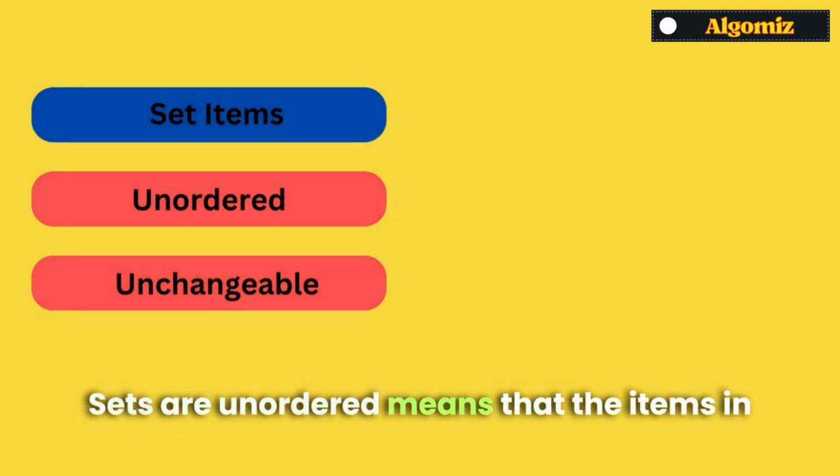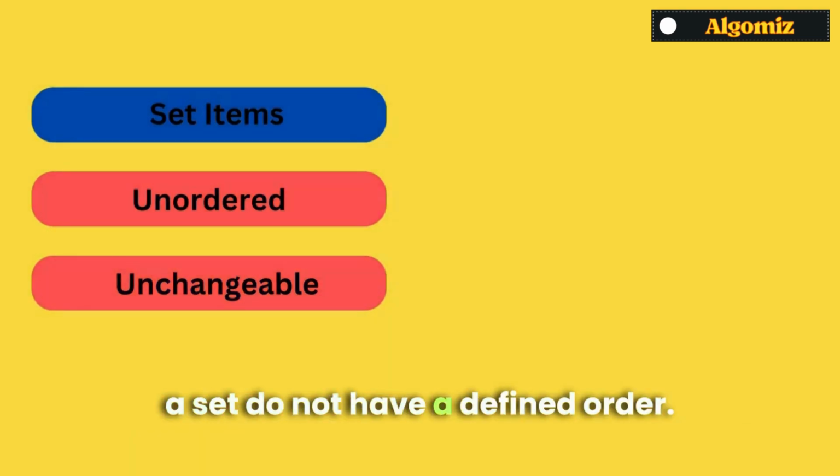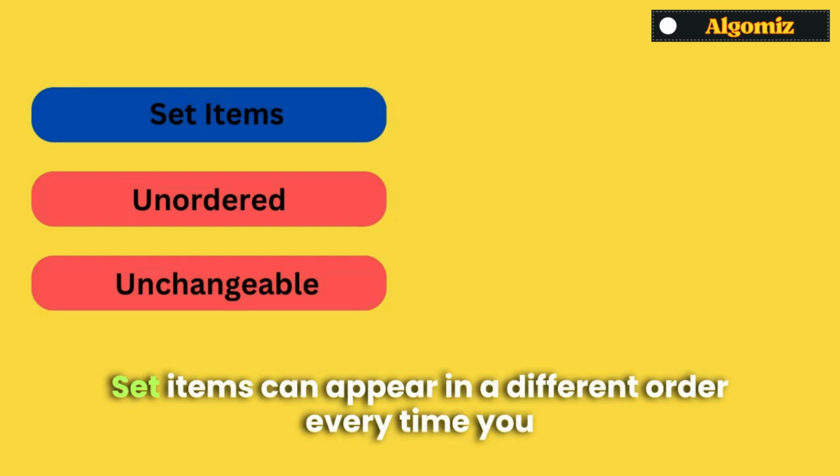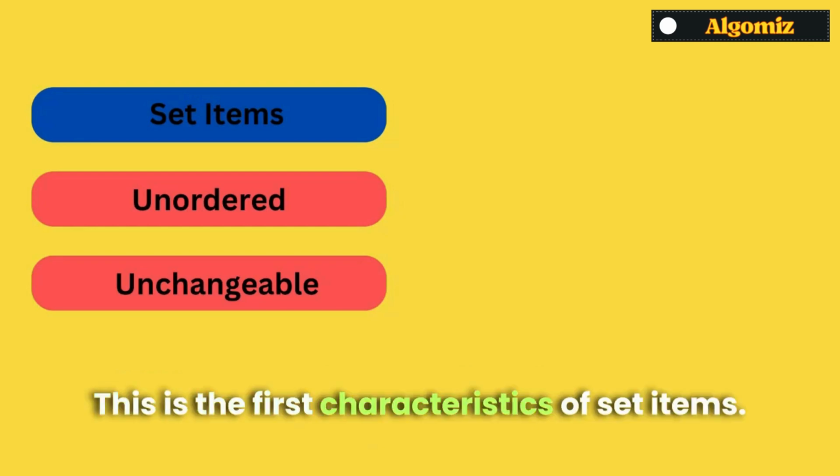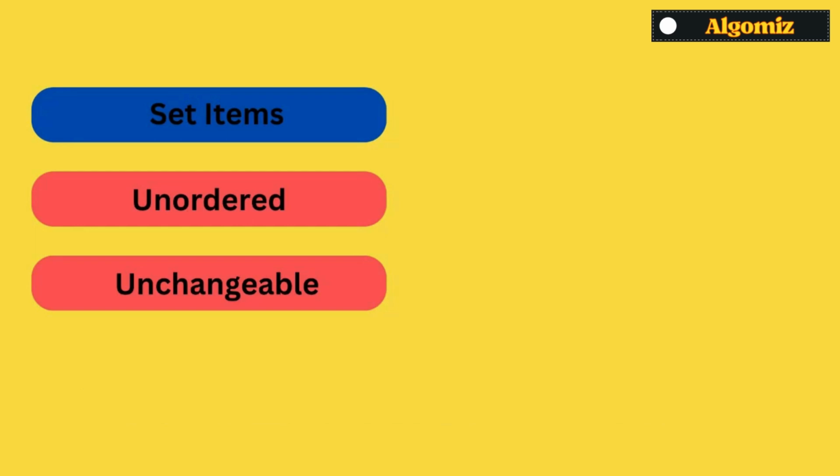Sets are unordered, which means that the items in a set do not have a defined order. Set items can appear in a different order every time you use them, and cannot be referred to by index or key. This is the first characteristic of set items.